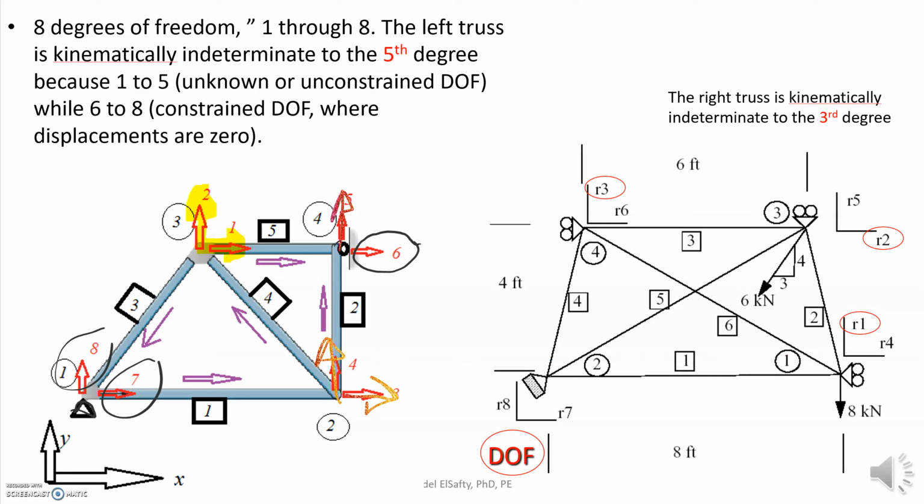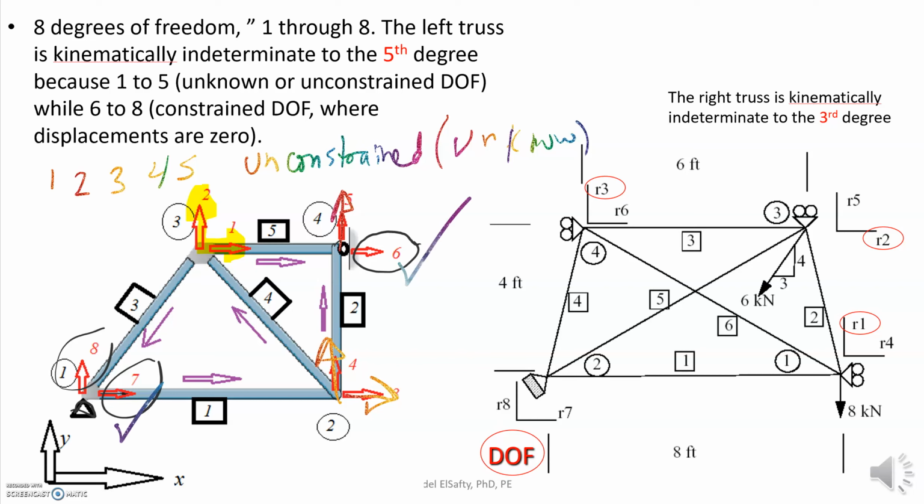They are unknown. We don't know how much deformation we have. Again, you have 1 and 2 and 3 and 4 and 5. These are unconstrained degrees of freedom. That means they are unknown. We don't know how much deformation we have. However, 6, which is this, so let me try that with a different color, 6 and 7 and 8, they are constrained. So we know that the displacement in this example is 0. So you have 0 here, as you can see.